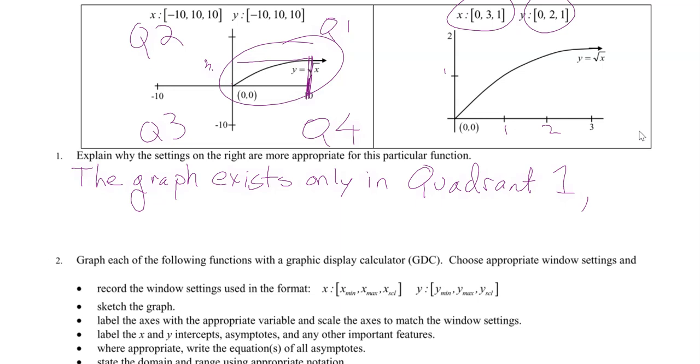The graph exists only in quadrant 1, so we set the window so the graph fills the window.